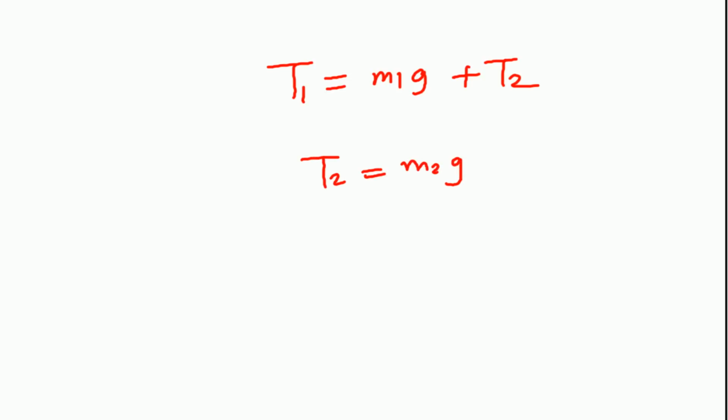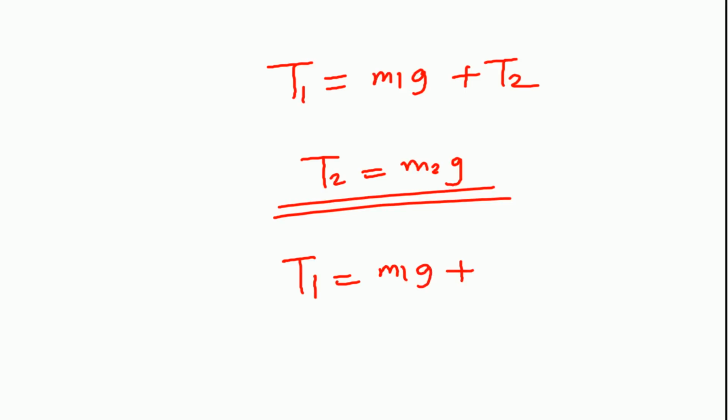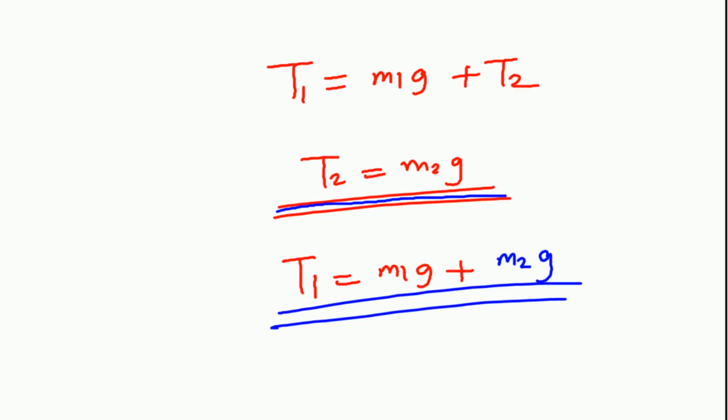So this is already in terms of mass and gravity, and you can substitute T2 equals M2G. So T1 equals M1G plus T2, which is M2G. And T2 equals M2G. So we have T1 and T2 in terms of mass and gravity. As you can see, you expect the tension T1 to be greater than tension T2.